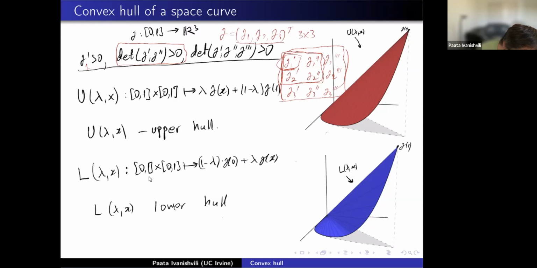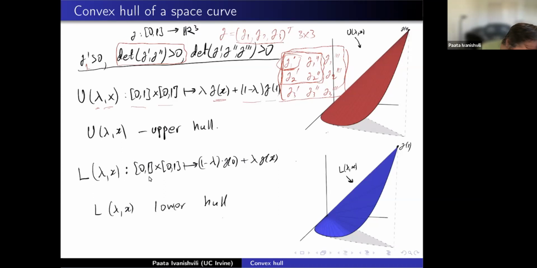If we make these assumptions, then here is a very nice way to recover the boundary of the convex hull. Let's take a function, a map from 0, 1 to 0, 1. This function has 2 arguments, lambda and x. These are real numbers. It goes like this: you take lambda times gamma x plus 1 minus lambda times gamma 1. Let's see what this map is.